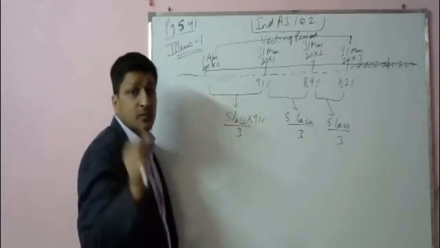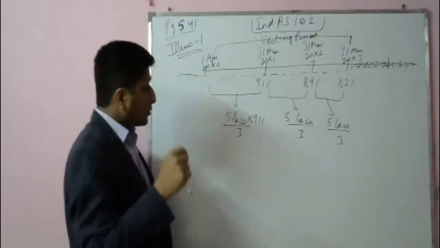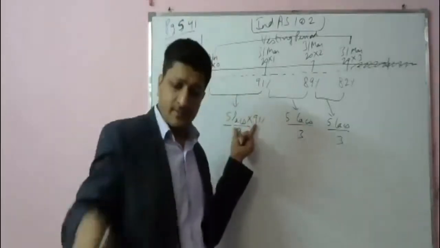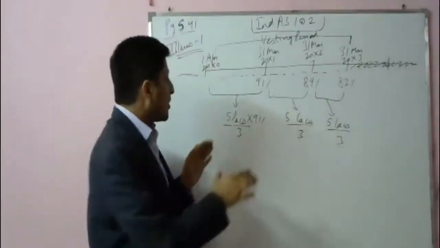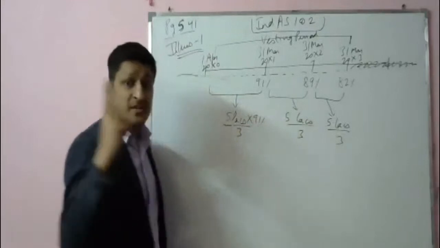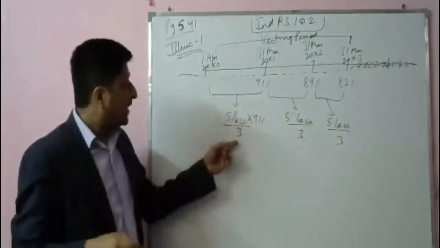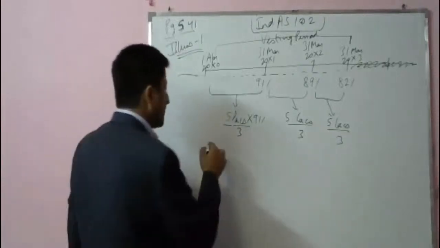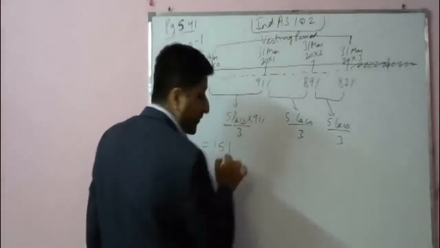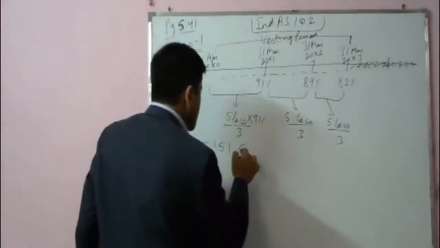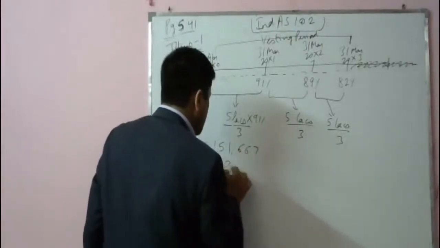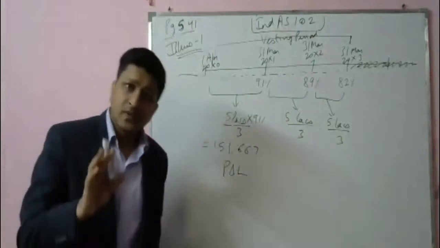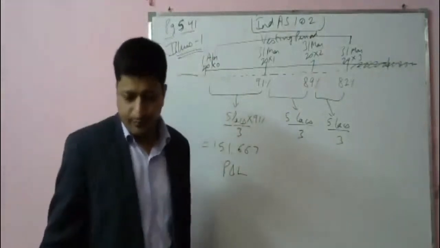Whatever amount this comes out to, now this is the total cost which the company will expect for 3 years. So that's why this should be divided by 3. So what's the amount that the company will get? 1,51,667. This will go to P&L.